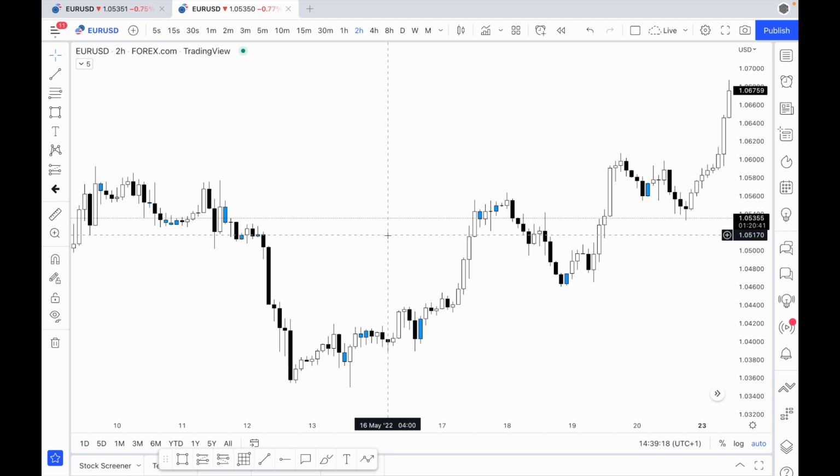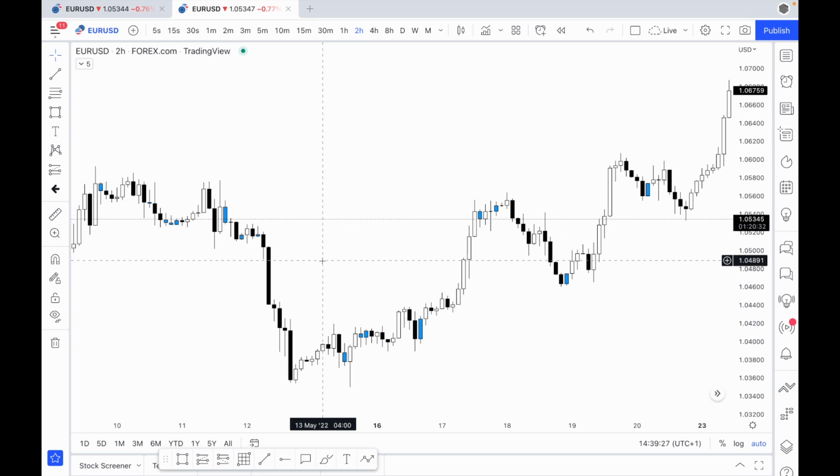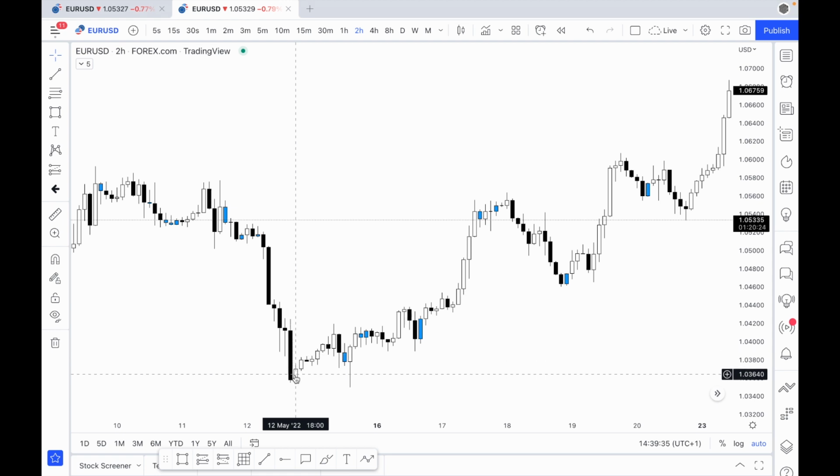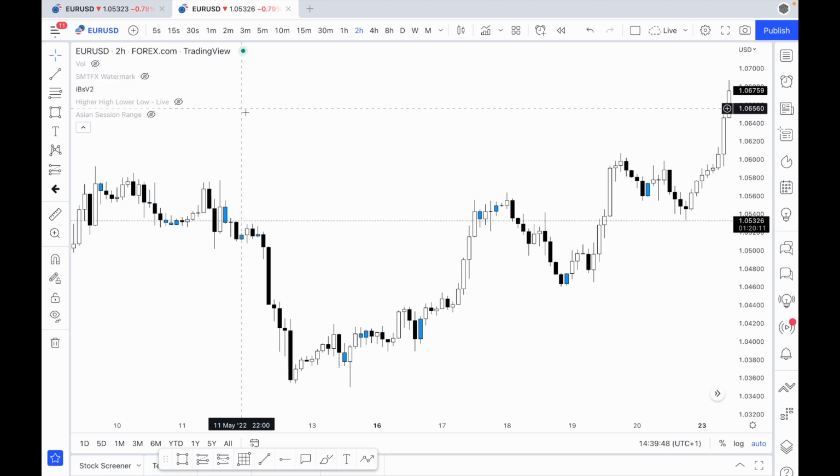So here we are on the 2-hour time frame on the Euro US dollar. Now you can see that some candles are coloured blue, some are black, and some are white. So the difference between all these candles, just to clarify, we have got the black candles. These are our bear candles or our bearish candles. The white ones are our bullish candles. Now the ones that are in blue, these are the inside bars, and there's an indicator that we use to make these a lot easier to spot. Okay, and that's this one here, IBS V2.